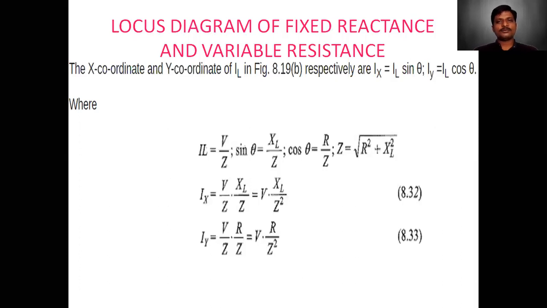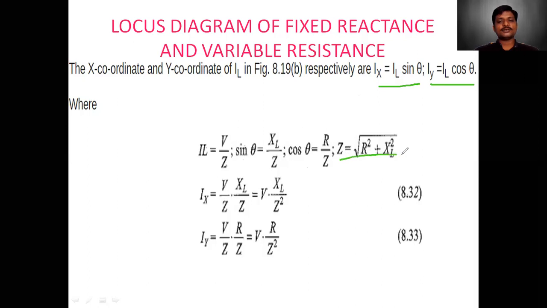Now we will analyze whether we are getting a semicircle or not. We need to identify the equations. First, let us assume that Ix is equal to IL sin theta and Iy is equal to IL cos theta, where IL is the load current, Ix is the x-axis component of current, and Iy is the y-axis component of current.